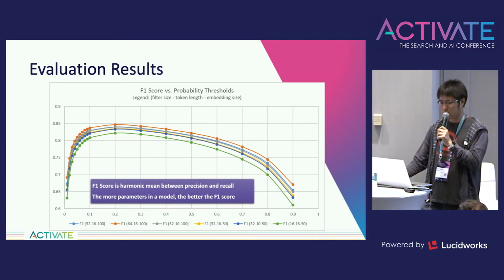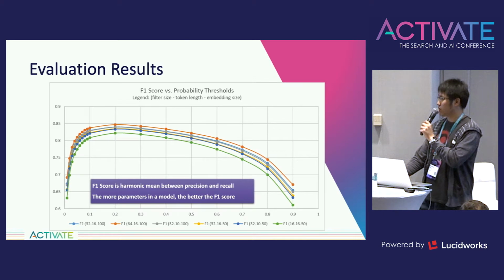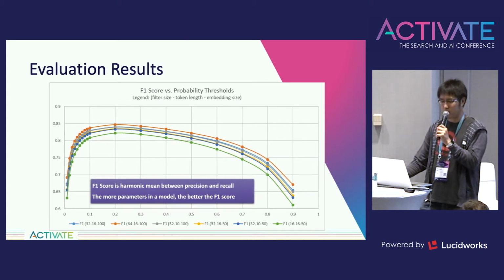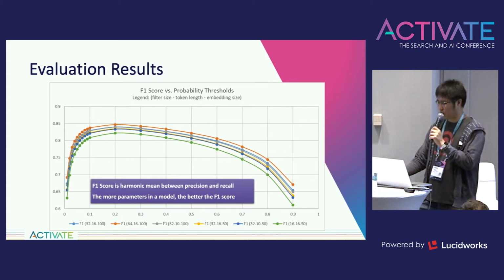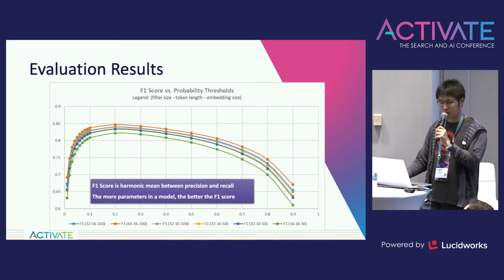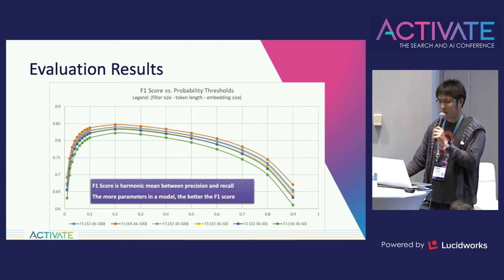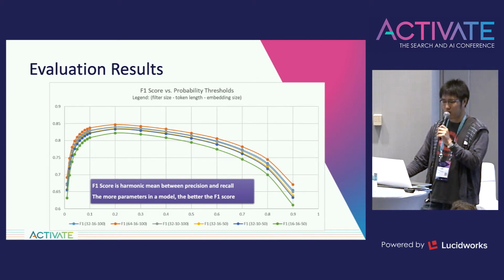And this graph shows two things. One is that we can achieve the highest F1 score at around 0.2 probability. And another is that we try to vary three important hyperparameters, which are the filter size, the maximum number of tokens, and the word embedding size. We can see that the orange line, the highest performance model, uses the highest value of all these three parameters. So that means the more parameters in a model, the better it performs.